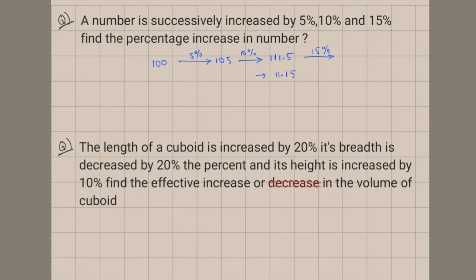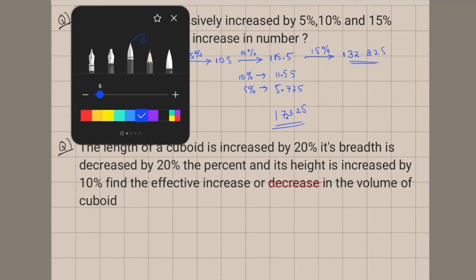11.15. Sorry, this is 15. 11.5. This is 10%. What is 5%? Half of this, which is 5.775. So if we add these two, you get 17.325. So you add 17.325 to 115.5, which we get 132.825. So this is the final value.